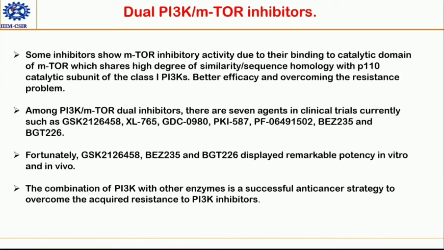Among PI3 kinase mTOR dual inhibitors, there are 7 agents currently in clinical trials, such as GSK2126458, XL765, GDC, PKI, PF, BEZ, and BGT. Fortunately, GSK, BEZ, and BGT displayed remarkable potency in vitro and in vivo.